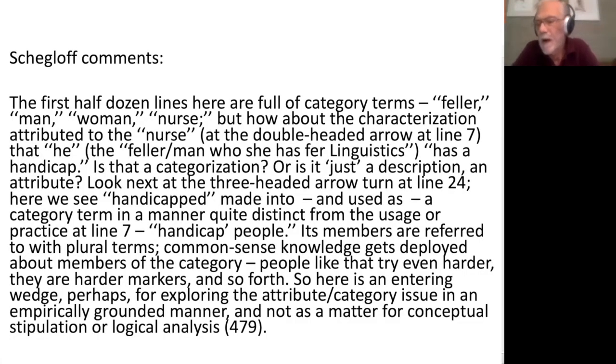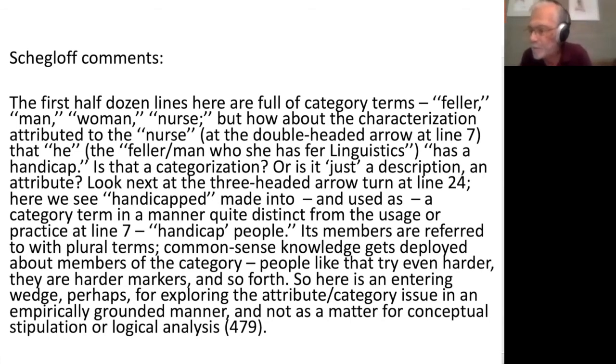Schegloff comments on this. He says, the first half dozen lines here are full of category terms: feller, man, woman, nurse. But how about the characterization attributed to the nurse at the double-headed arrow, line 7? That he, the feller, man, who she has for linguistics, has a handicap. Is that a categorization, or is it just a description, an attribute? Look next at the 3-headed arrow turn at line 24. Here we see handicapped made into and used as a category term in a manner quite distinct from the usage or practice at line 7.